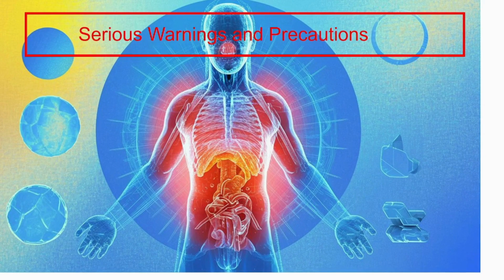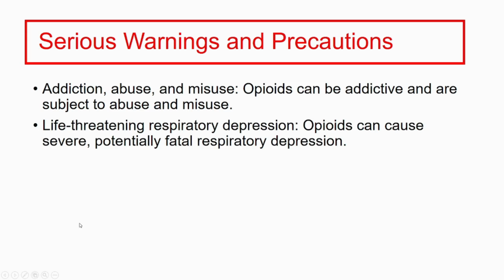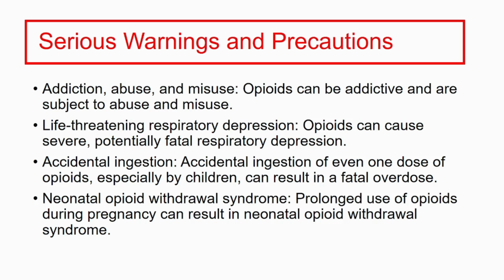There are serious warnings and precautions, which include that these opiates are known for addiction, abuse, and misuse. They can be addictive and are subject to abuse and misuse, so they require precautions. A serious concern is life-threatening respiratory depression. Opioids can be deadly and can cause severe fatal respiratory depression. Also, accidental ingestion of even one dose of opioid, especially in children, can result in fatal overdose. So that requires serious precaution.